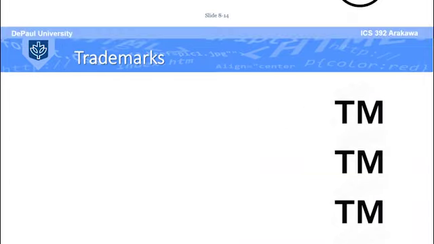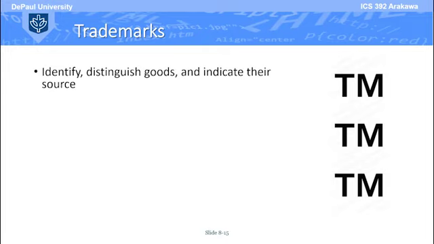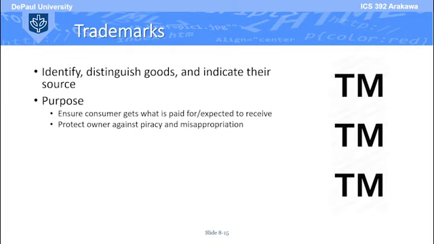Finally, we'll take a look at trademarks, and we'll look at some specific areas where trademarks are affected by the internet. So this is going to be something that identifies a particular product or company.